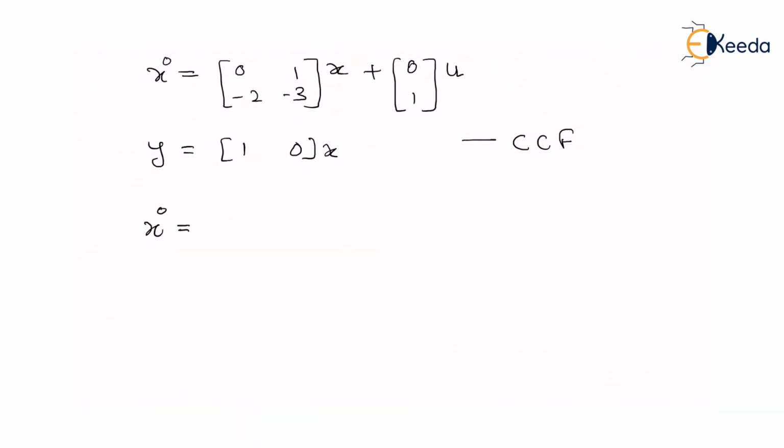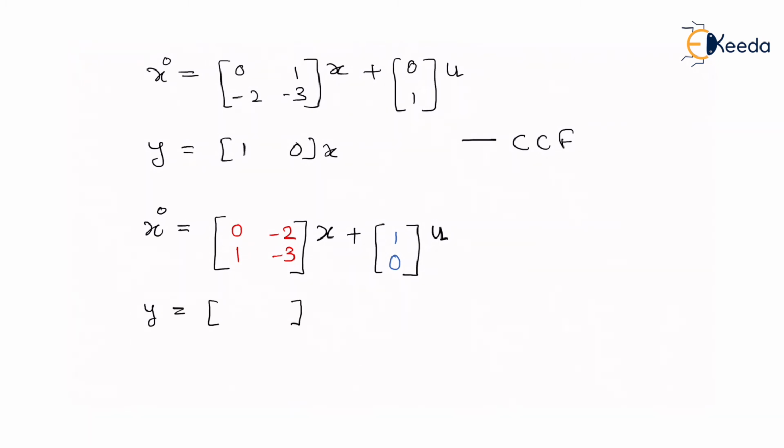x dot is equal to the A matrix. Now please make a note, I am going to take a transpose. So this will be [0, 1; -2, -3] into x plus a matrix into u. Now this is going to be C transpose, so it is going to be [1; 0]. y is equal to a matrix into x. Now this matrix is going to be B transpose, so it is going to be [0, 1].